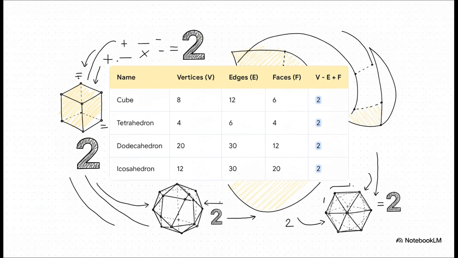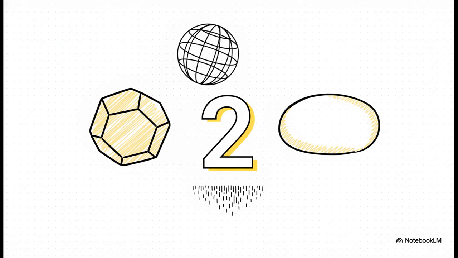What about that crazy dodecahedron? 20 minus 30 plus 12. You guessed it, it's 2. It's incredible. It doesn't matter how complicated the shape is, the answer is always the same. And there it is. The secret number is 2. For any simple shape, and by that I mean one you can kind of squish into a sphere without ripping it, the number of vertices minus edges plus faces will always be 2.